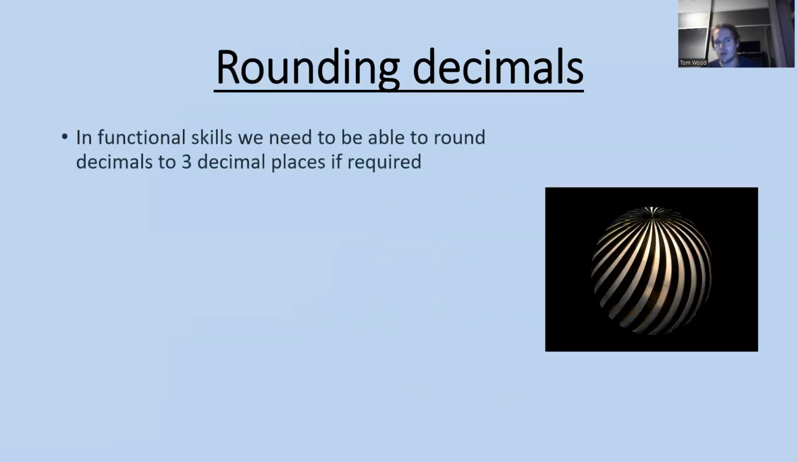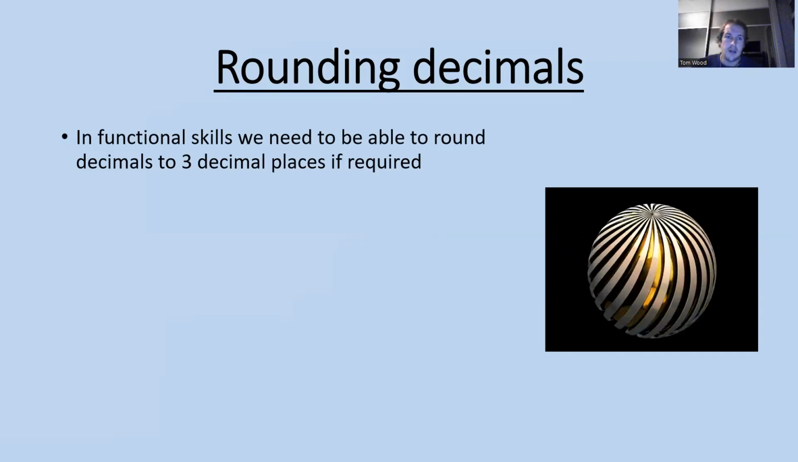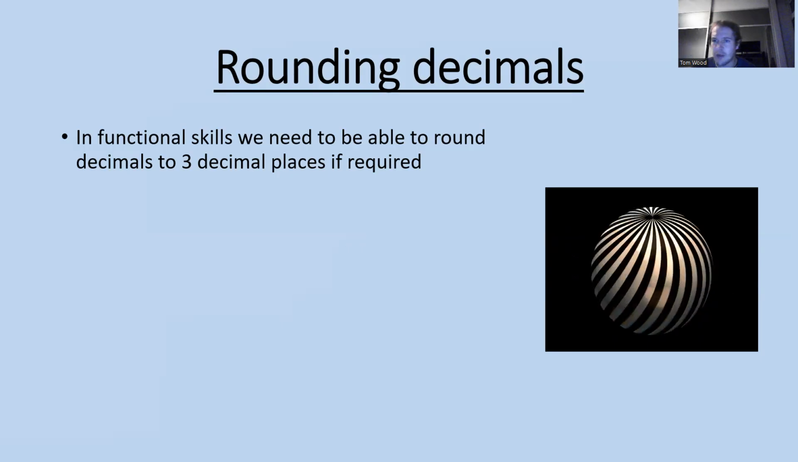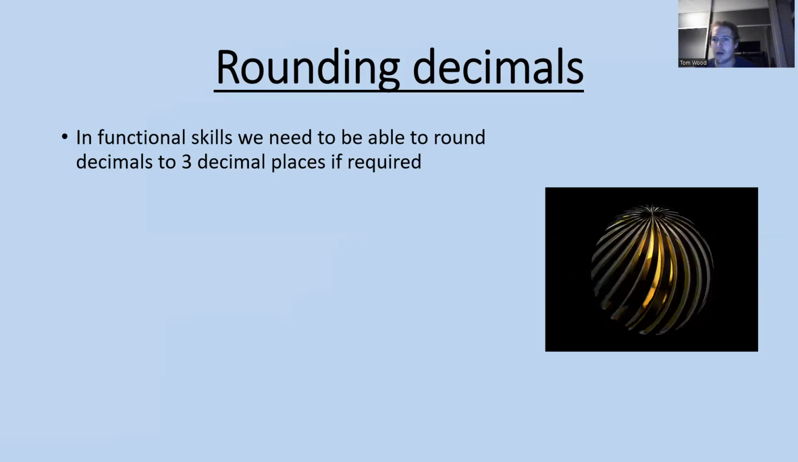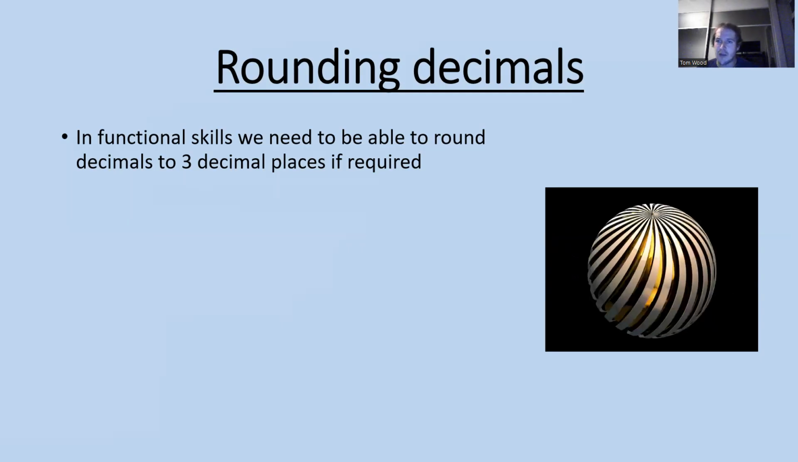Okay, so with rounding decimals then, like I mentioned, we might need to round up to 3 decimal places. It doesn't mean it's any harder. Rounding to 3 decimal places is the exact same as rounding to 2 or 1 or 5 or 100. That's just the level of accuracy that we need.